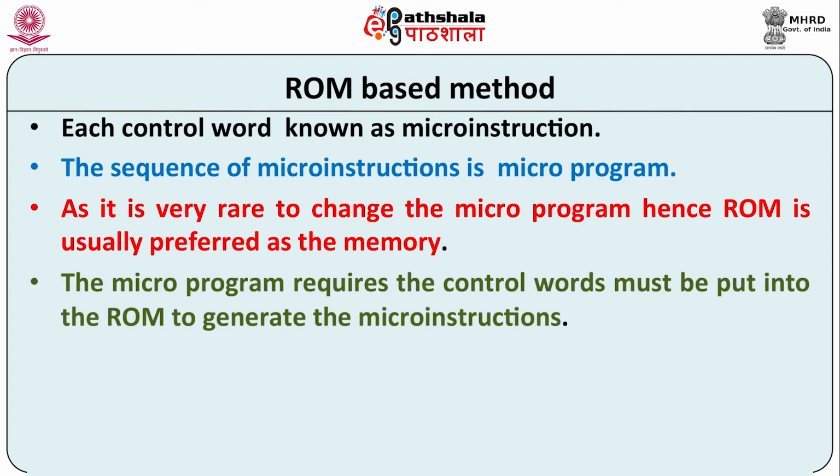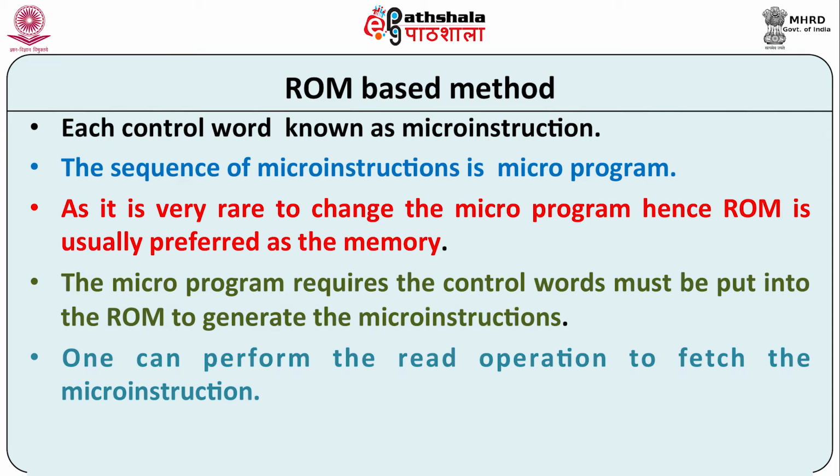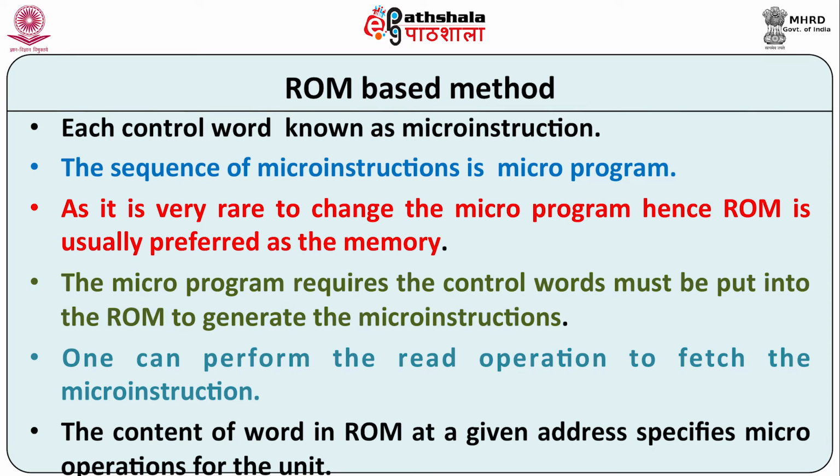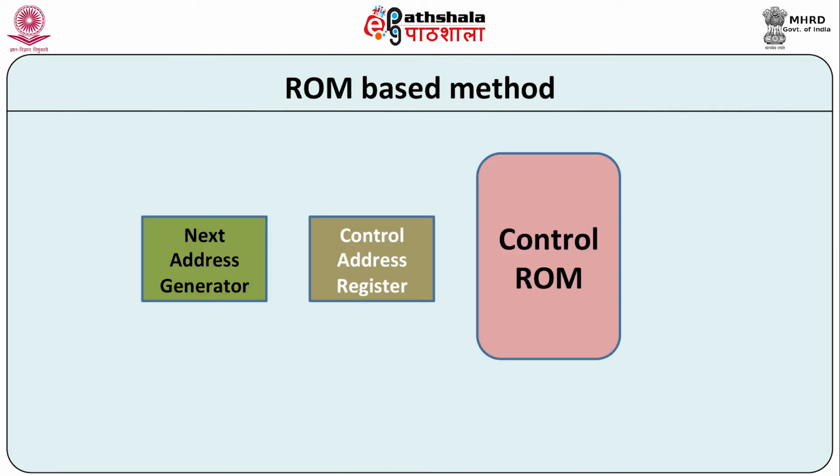The microprogram requires that the control words must be put into the ROM to generate micro instructions. One can perform the read operations to fetch the micro instruction. The content of the word in a ROM at a given address specifies micro operations for the unit. Figure illustrates the architecture of microprogrammed control unit.